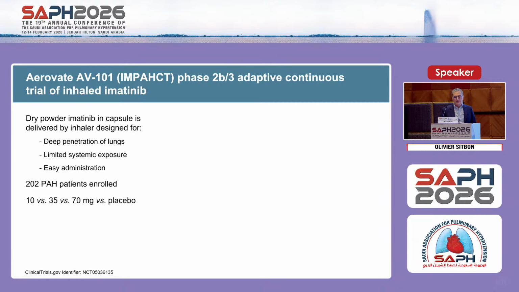That's why imatinib has been developed also to be administered by inhalation, and this is the data from the AIR study. The people developed a drug that can be administered by inhalation. It was inhalation of imatinib at a much lower dose than the dose used by oral route. I remind you that in the IMPRESS study, the dose was 400 milligrams once a day. Here, they compare 10, 35, and 70 milligrams versus placebo administered by inhalation.